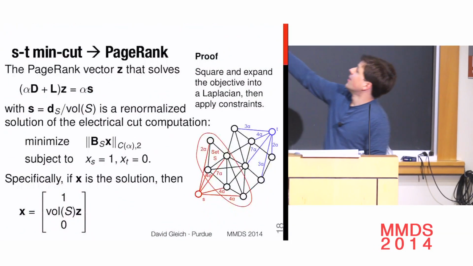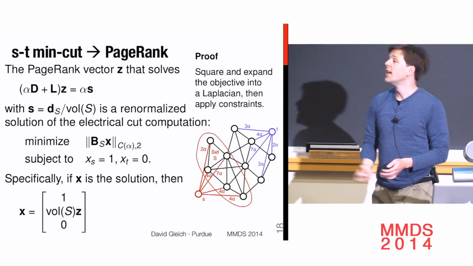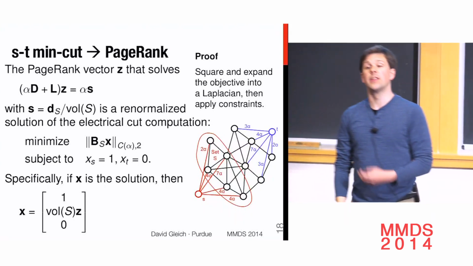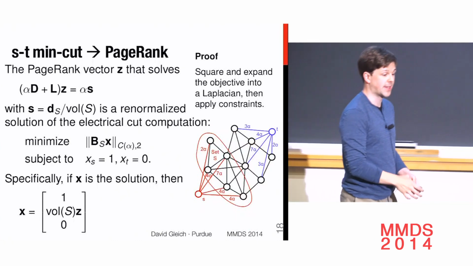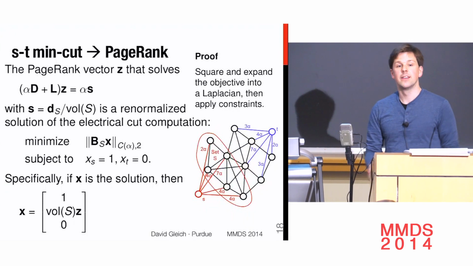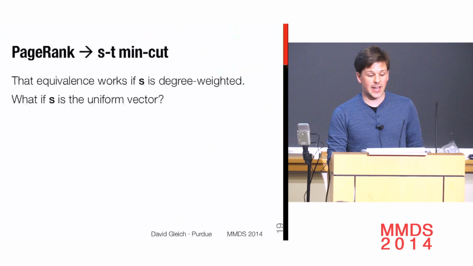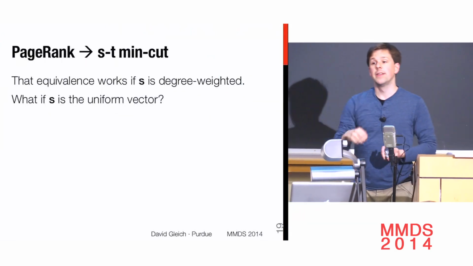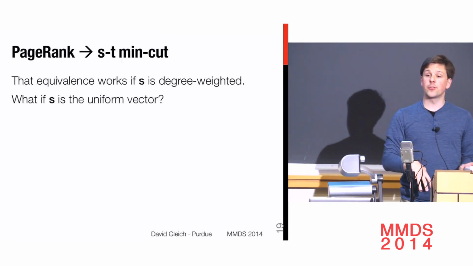And lo and behold, the solution of this 2-norm cut problem ends up being exactly our PageRank vector in the Laplacian form. So it ends up getting scaled by a small factor there, but that's incidental. So again, underlying PageRank is this st-min cut problem. However, we can construct an st-min cut problem that gives rise to a particular PageRank vector. We can also go the other way.